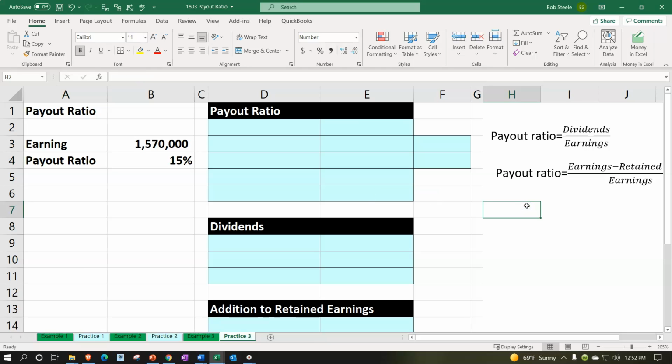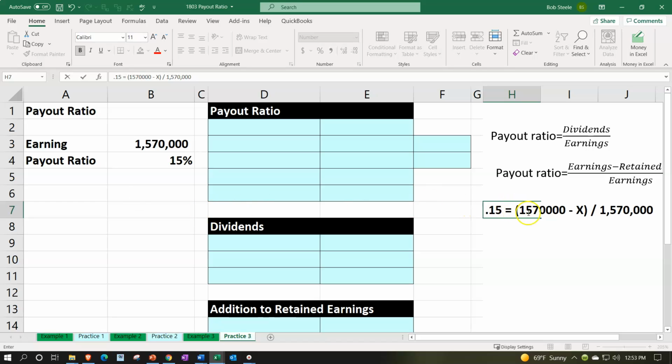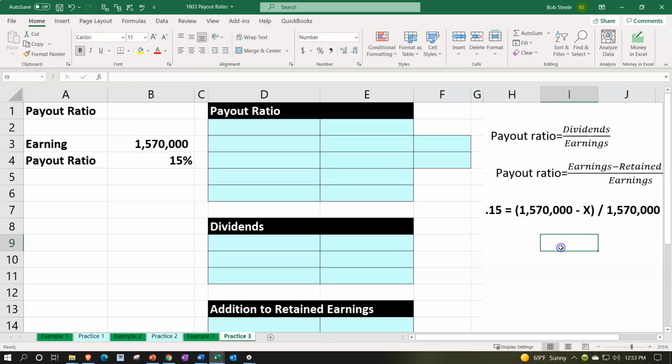We could say, okay, if you were to write it out algebraically, 0.15 is going to be equal to, and I'm going to put brackets around this, the earnings, which we're going to say is 1,570,000 minus x, which would be the unknown, and then we're going to take that and divide it by the 1,570,000. Let's put some commas over here. And so it could look something like that. And then, of course, you could solve for x using your algebra.